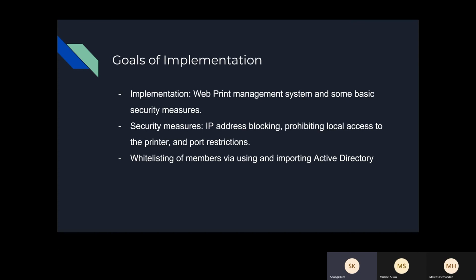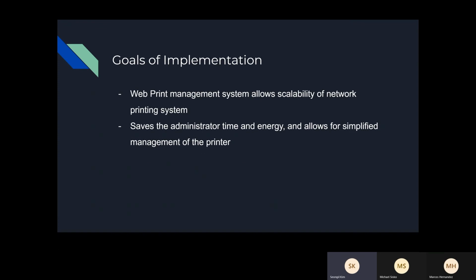As a part of implementation, we imported and integrated the Active Directory of Calvin University, and we restricted usage of the service by whitelisting members who belong to particular AD groups. Our web print management system allows scalability of the network printing system by being able to add printers and copy settings over VM templates. This ability is really crucial since it saves a lot of time and energy, and allows a simplified and centralized management system of the printers for the administrator in the network. And now I'd like to pass it to Michael.